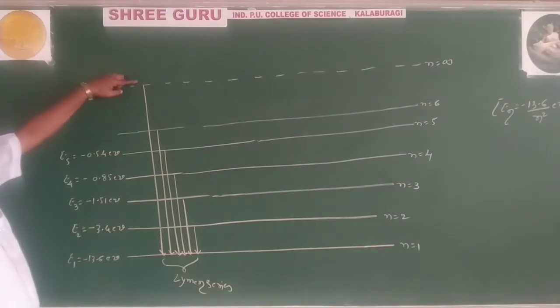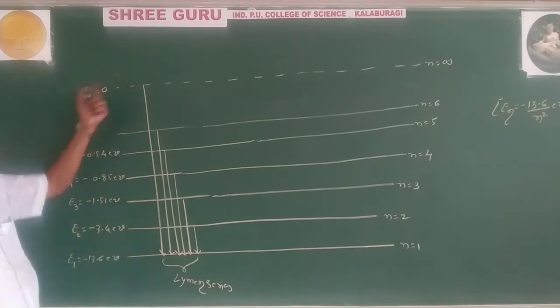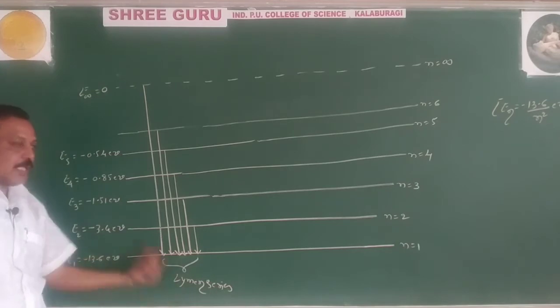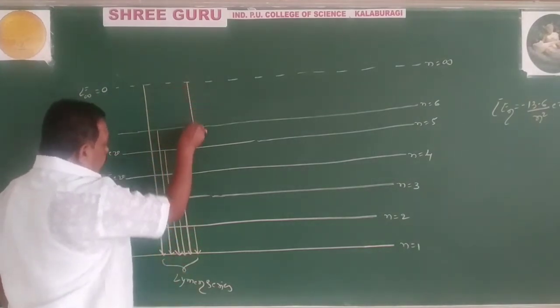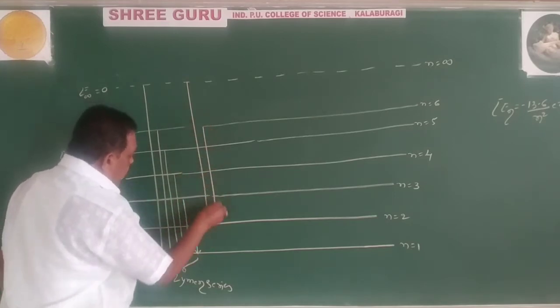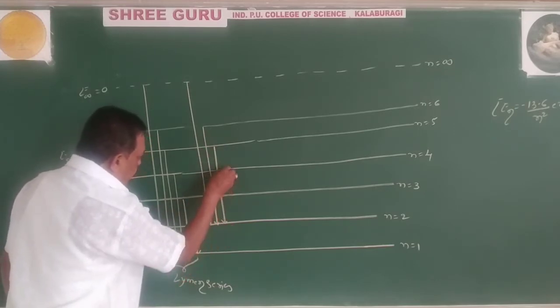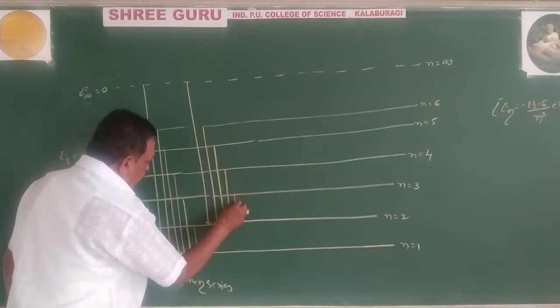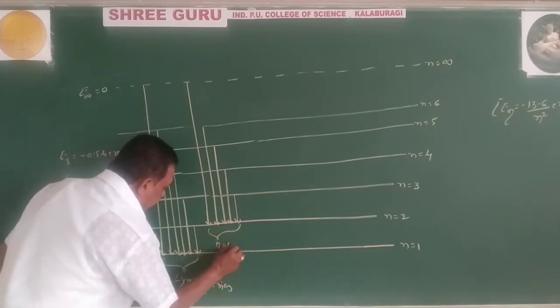The electron jumping from higher orbit to lower orbits represents the vertical lines. If they jump from any higher orbit to the first orbit, then it gives what? Lyman series. If the electron jumps from any higher orbit to the second orbit, that gives the Balmer series. Look, you can easily draw it. This is nothing but the Balmer series.